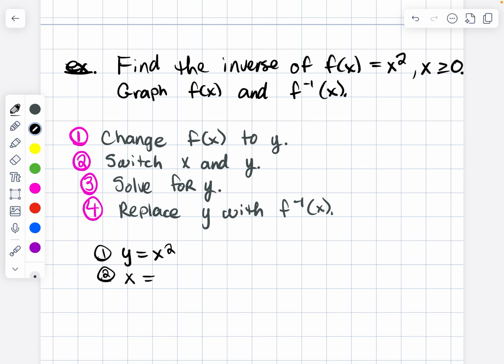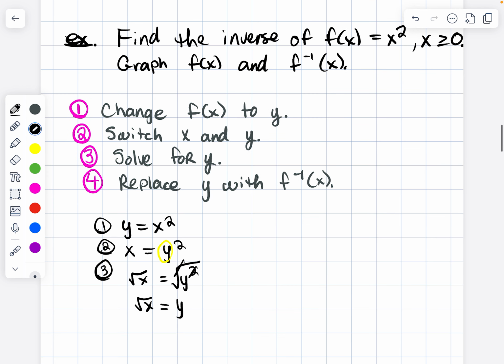So now we have x is equal to y squared. Third step is we're going to solve for y. So basically, we're saying we want to get this y by itself, so we need to get rid of the square. The only way to get rid of a square is by taking the square root, right? Because they're inverse operations. So this would be the square root of x is equal to the square root of y squared. And so the squares cancel. So we're left with y equals the square root of x.